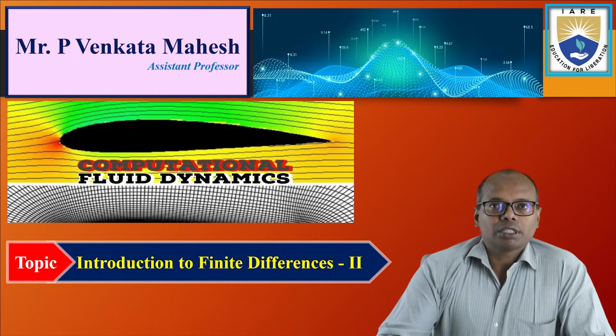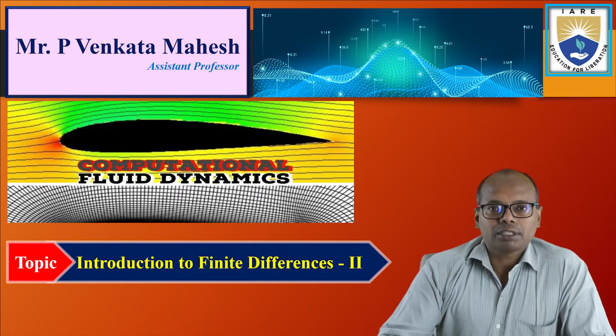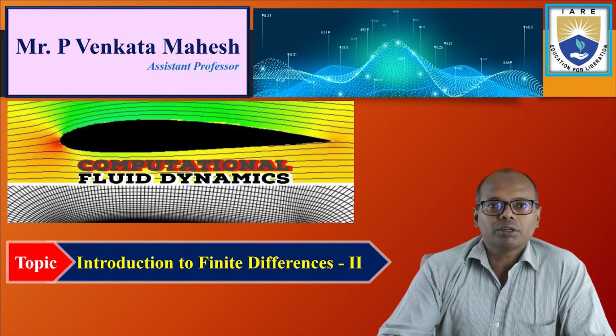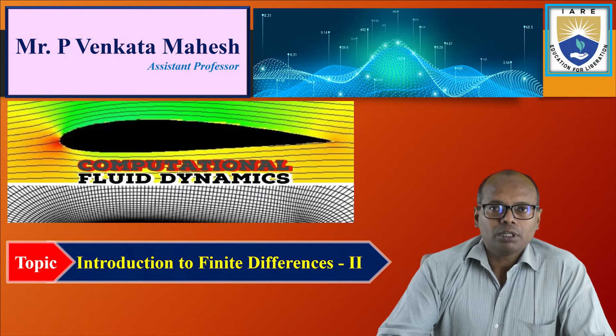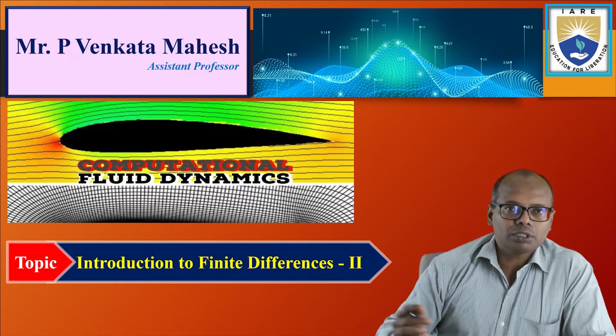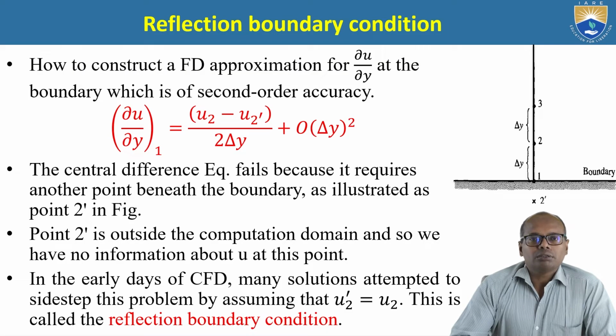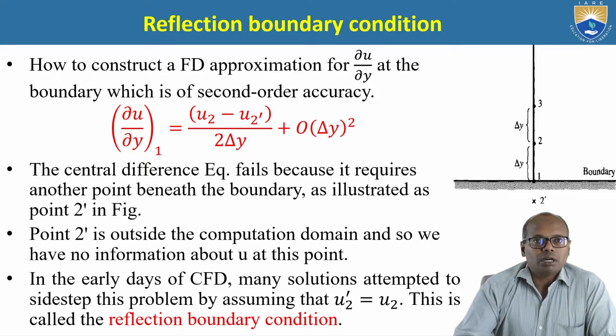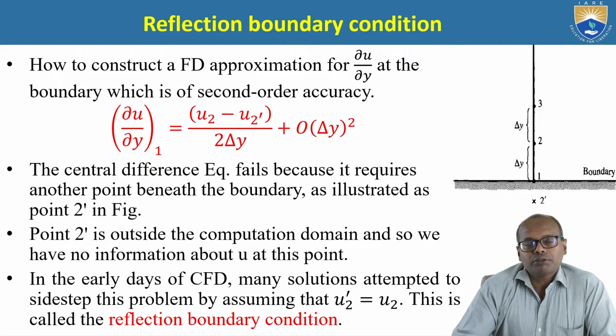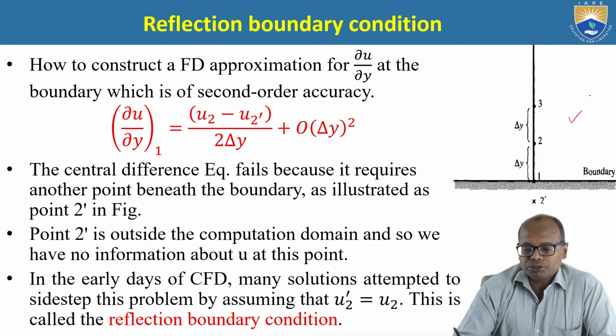The topic for today's discussion is finite differences. In the previous video, we have seen how to derive the finite differences using Taylor series. Now we will see a different approach in this class. With the Taylor series, we derived the finite differences for forward difference, backward difference, central difference, first order difference and second order accuracy difference, all those things we have seen. Now suppose the grid is like this, as shown in the figure.